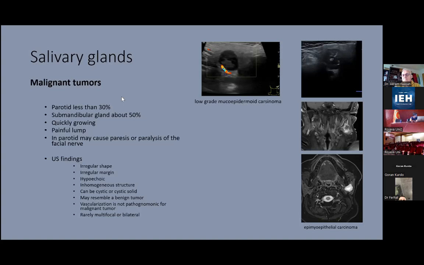These are two different patients. Usually the malignant tumors are irregular in shape, irregular in margin, and hypoechoic. They're inhomogeneous. They can be cystic or cystic solid. They may resemble a benign tumor, as in these two patients. They look like a benign tumor, the margin is not irregular and the shape is not irregular.